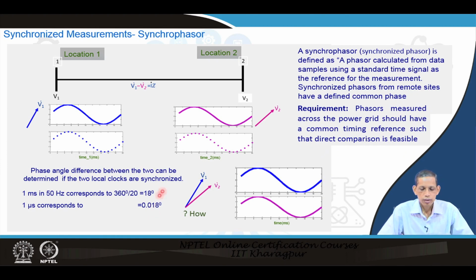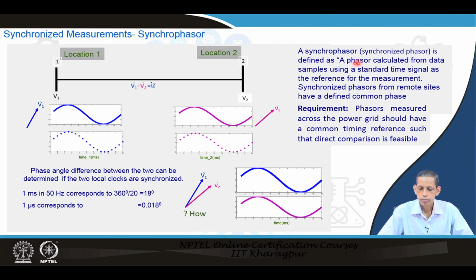So, this means that if you would like to have a meaningful comparison between two phasors at different locations, then the time axis must be the same. So, there is a requirement for time synchronization, then only can the phasors be compared in one go.